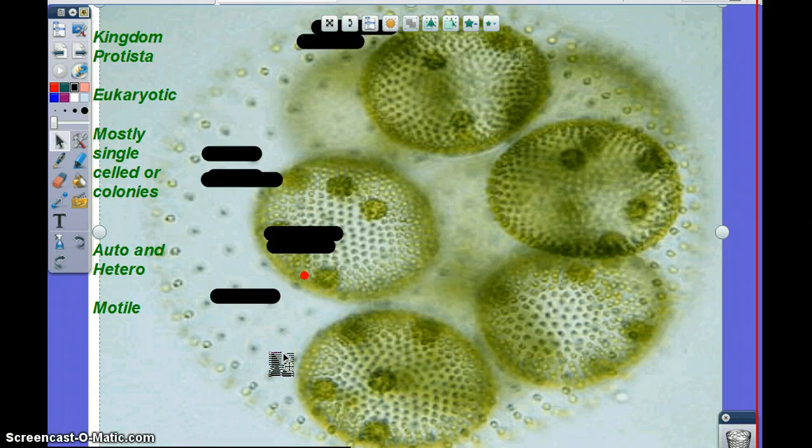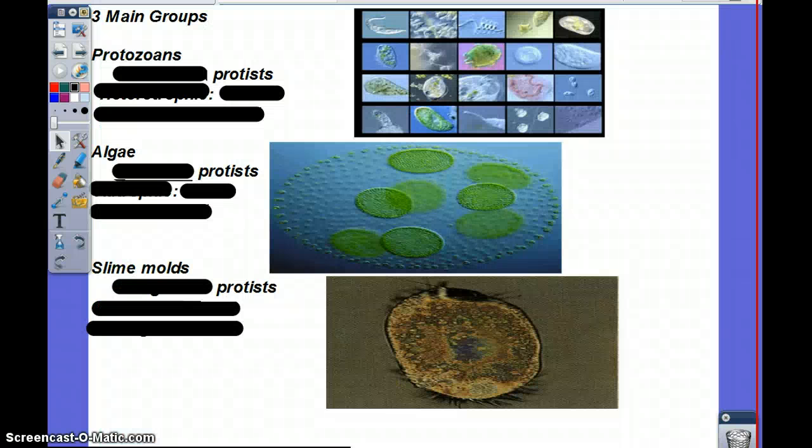Some protists are actually multicellular. Some protists cannot move. But the general characteristics of all protists are motile and unicellular. So we're going to focus on those. So there's three main groups of protists.